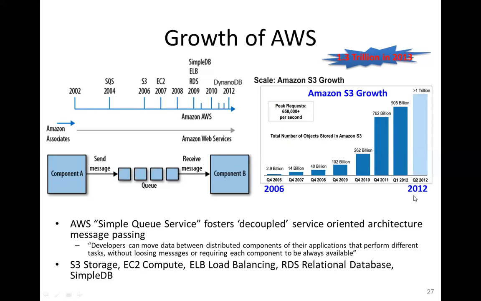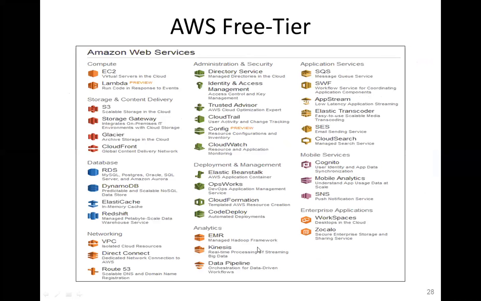So moving ahead, we know these services and we have discussed S3 storage, EC2 compute, ELB load balancing, RDS relational database, SimpleDB services, and many more services. This is the AWS free tier. From the free tier, we mean that these services are available freely in categories like EC2, Lambda, S3. You can see here the EC2 service in compute, Lambda service preview: run code in response to events. S3 service, storage gateway, the Glacier service, and CloudFront for global content delivery network.